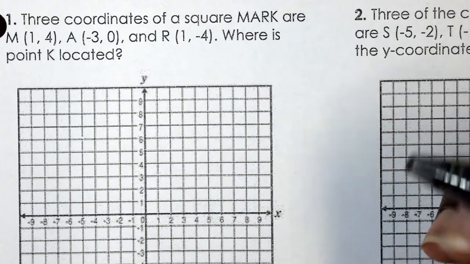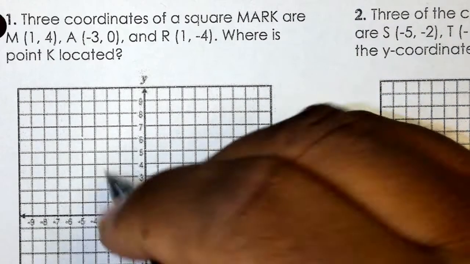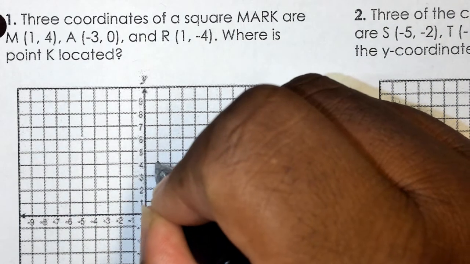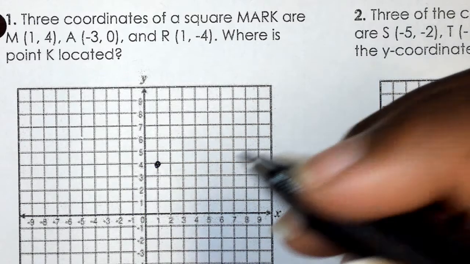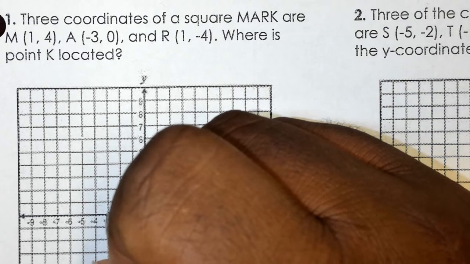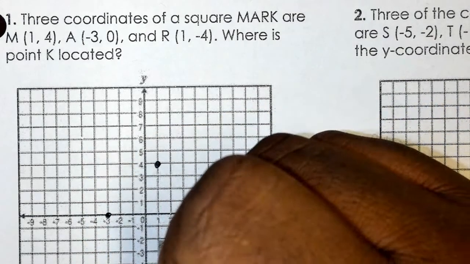What's up? Yeah, hurry up. 1, 4. Negative 3, 0. And then 1, negative 4.